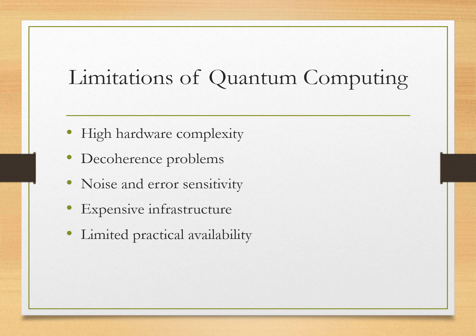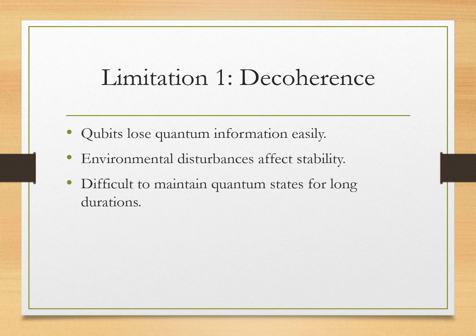Like mentioned, they are high hardware complexity, decoherence problems, noise and error sensitivity, expensive infrastructure, and limited practical availability. Despite many advantages, quantum computing still faces some major challenges. They can be considered disadvantages, but they are major challenges in which research is happening to overcome these limitations. Among them, the first limitation is decoherence.